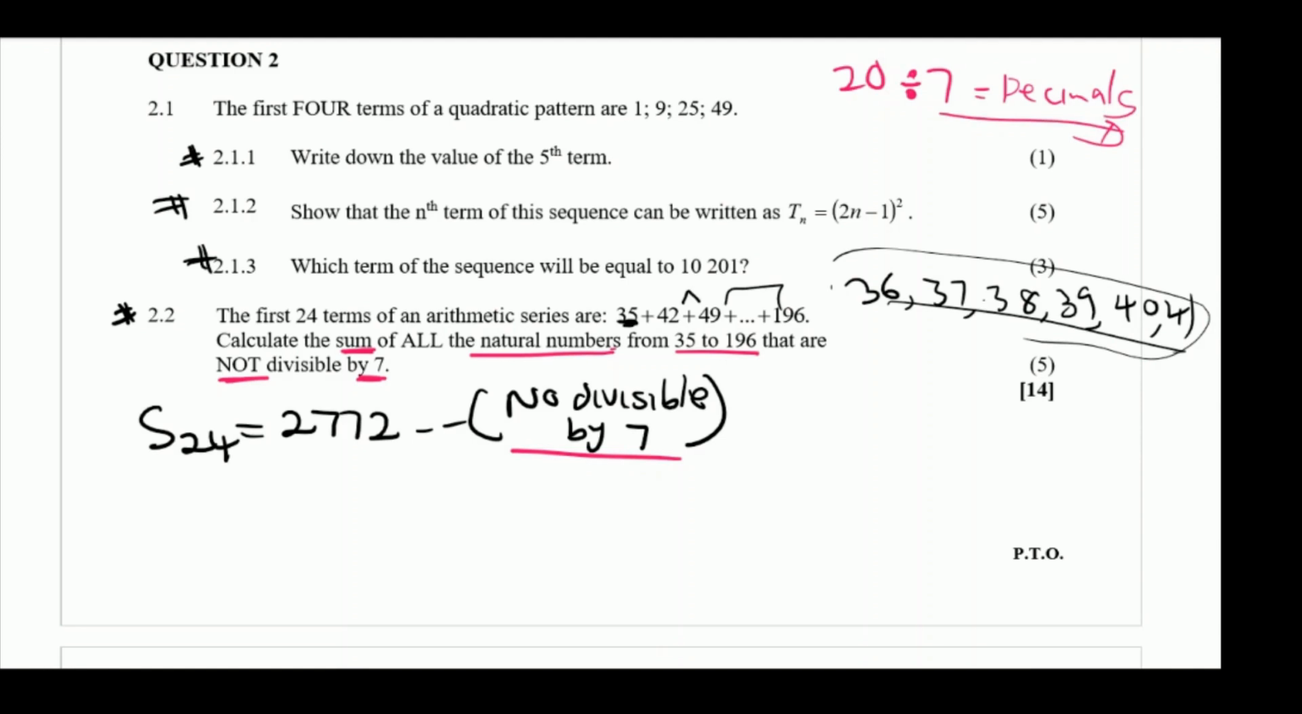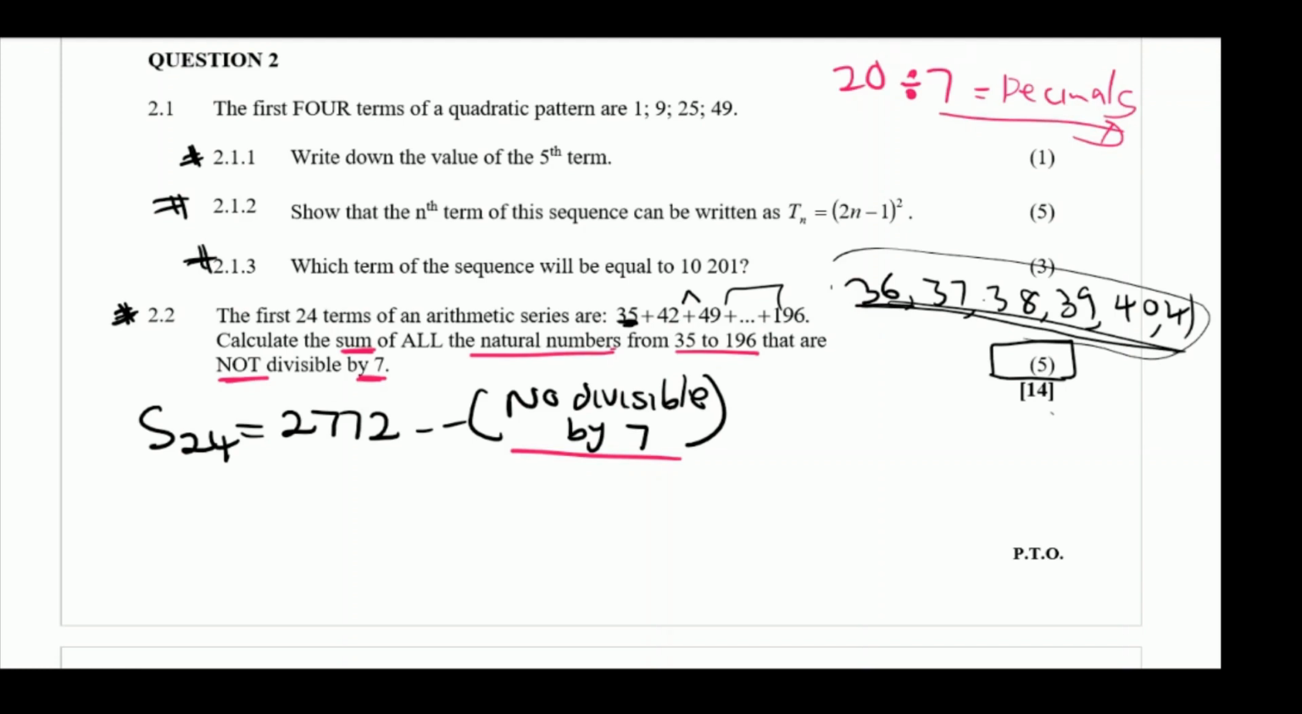Someone can just write these numbers. If you have time, you can write all these numbers and add them together. That will be your answer, and you will be allowed to get your 5 marks. If you have all the time, you can just do that, just add all the numbers in between. That would be your sum. But we want to use our knowledge of sequences and series.